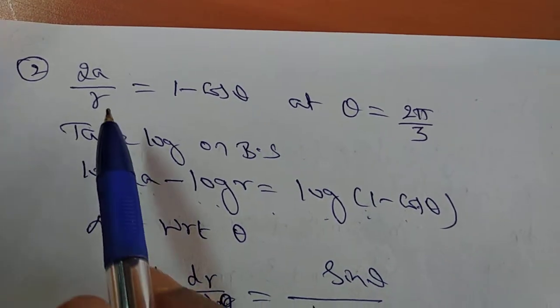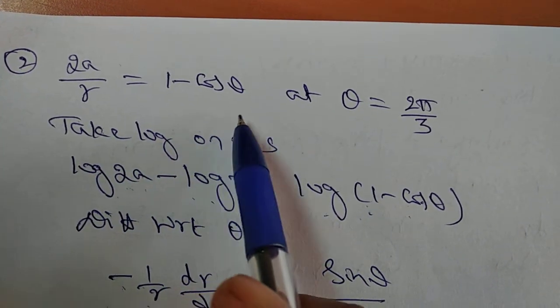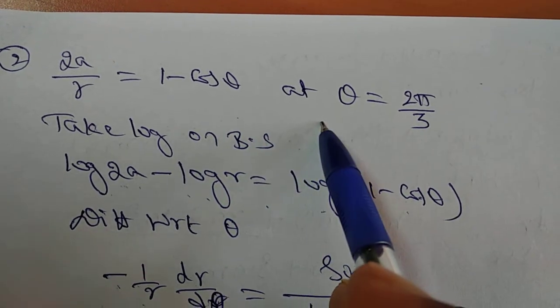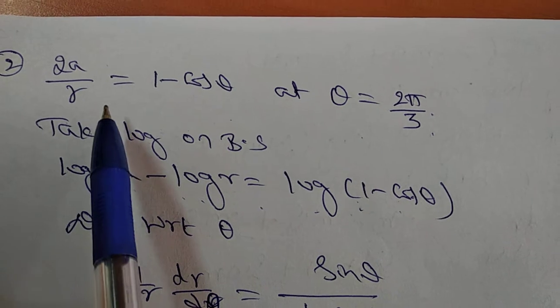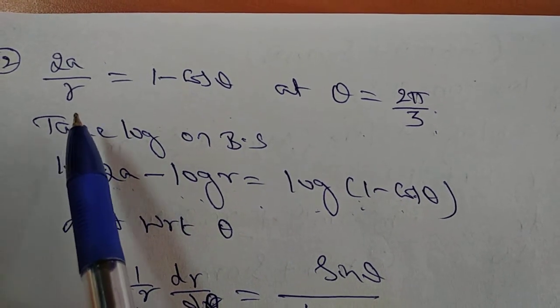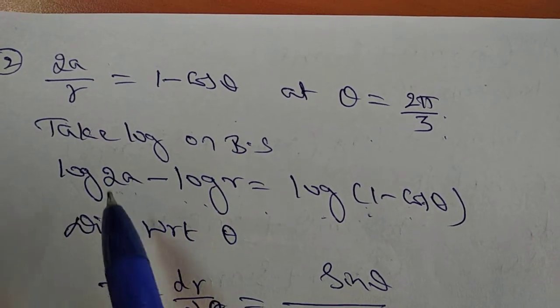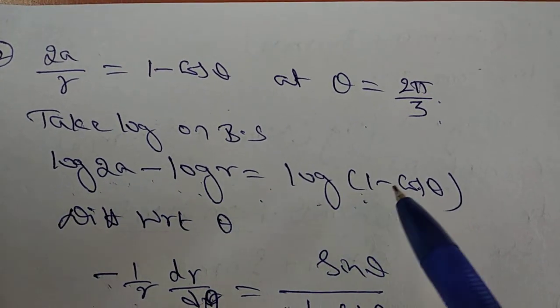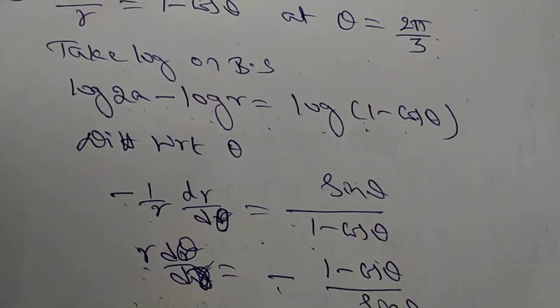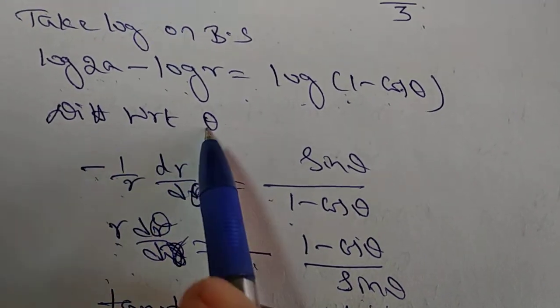Next problem. 2a by r is equal to 1 minus cos theta, at the point where theta is equal to 2 pi by 3. Same as the previous problem, you take log on both sides. So log a by b is log a minus log b. So log 2a minus log r is equal to log of 1 minus cos theta. Now you have to differentiate with respect to theta.